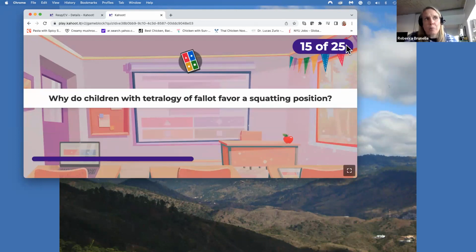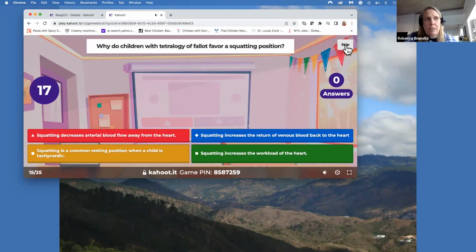So why do children with tetralogy of Fallot favor a squatting position? It decreases atrial blood flow away from the heart, it's a common resting position, it increases the venous return back to the heart, or it increases the workload of the heart?